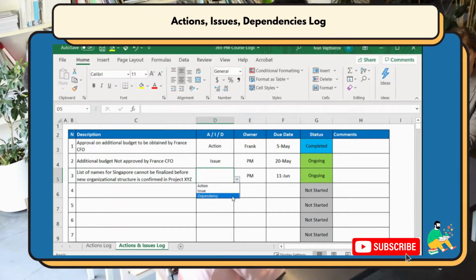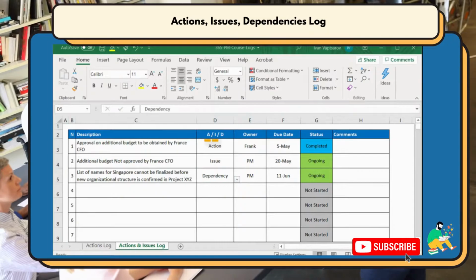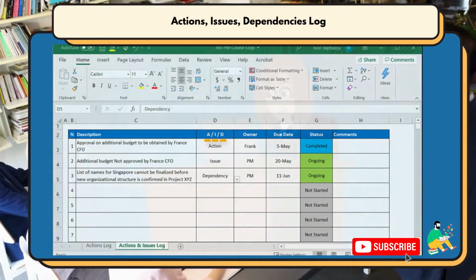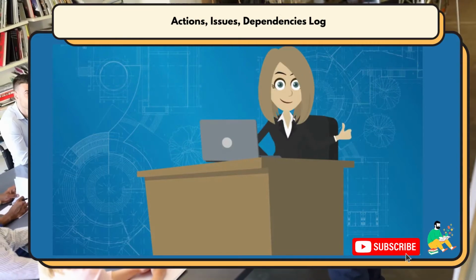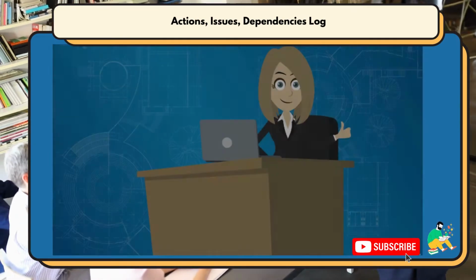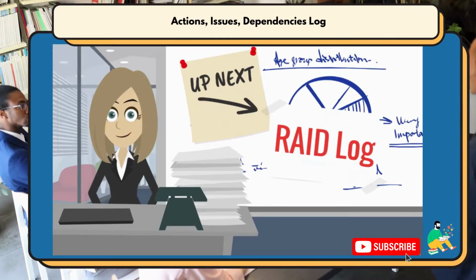Action, Issues, Dependencies. A, I, D. Our project manager is doing a good job so far with the documentation of project events. Let's see what else may happen in the next video.